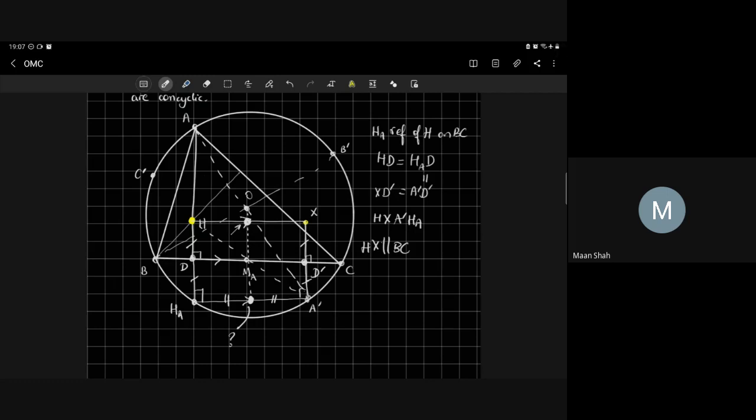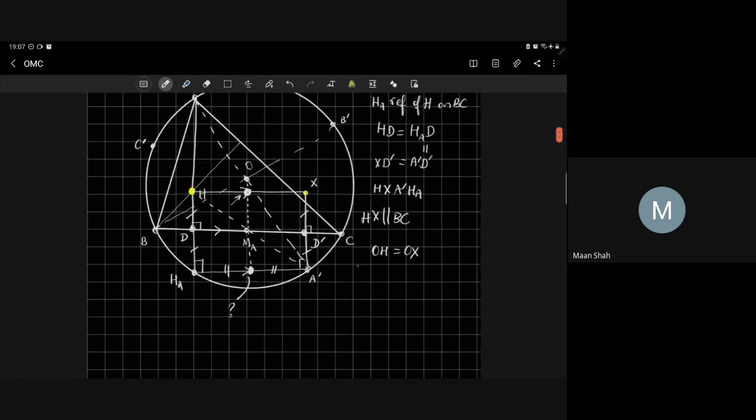The perpendicular from O to HX bisects HX. So that means OH is equal to OX. Can you complete the proof now?